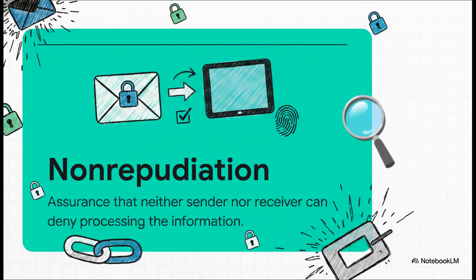But you know, cryptography isn't just about keeping secrets. It's also about enforcing the rules. And that brings us to a vital concept called non-repudiation. Basically, non-repudiation is the ironclad assurance that the sender gets proof of delivery and the recipient gets proof of the sender's identity. The result? Neither side can later deny that they processed the information.